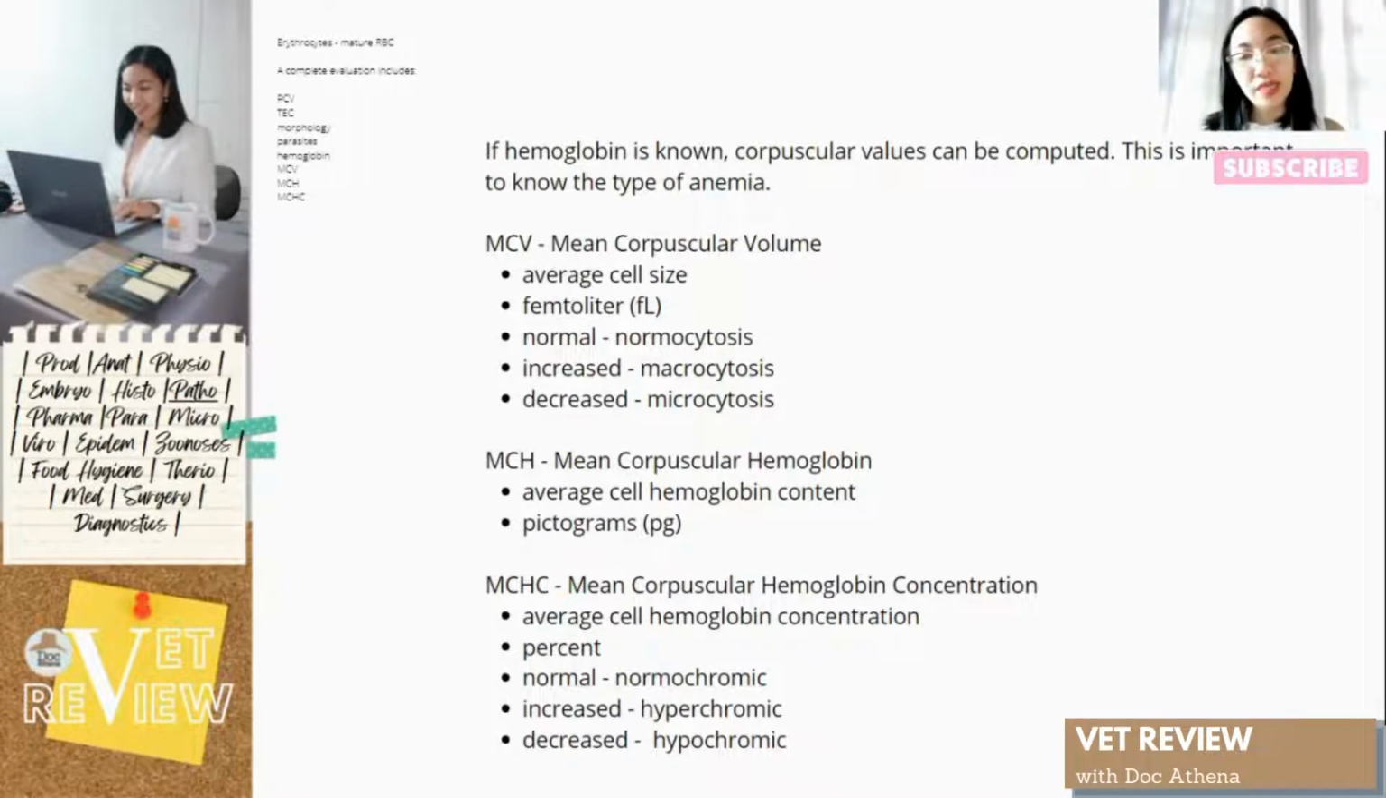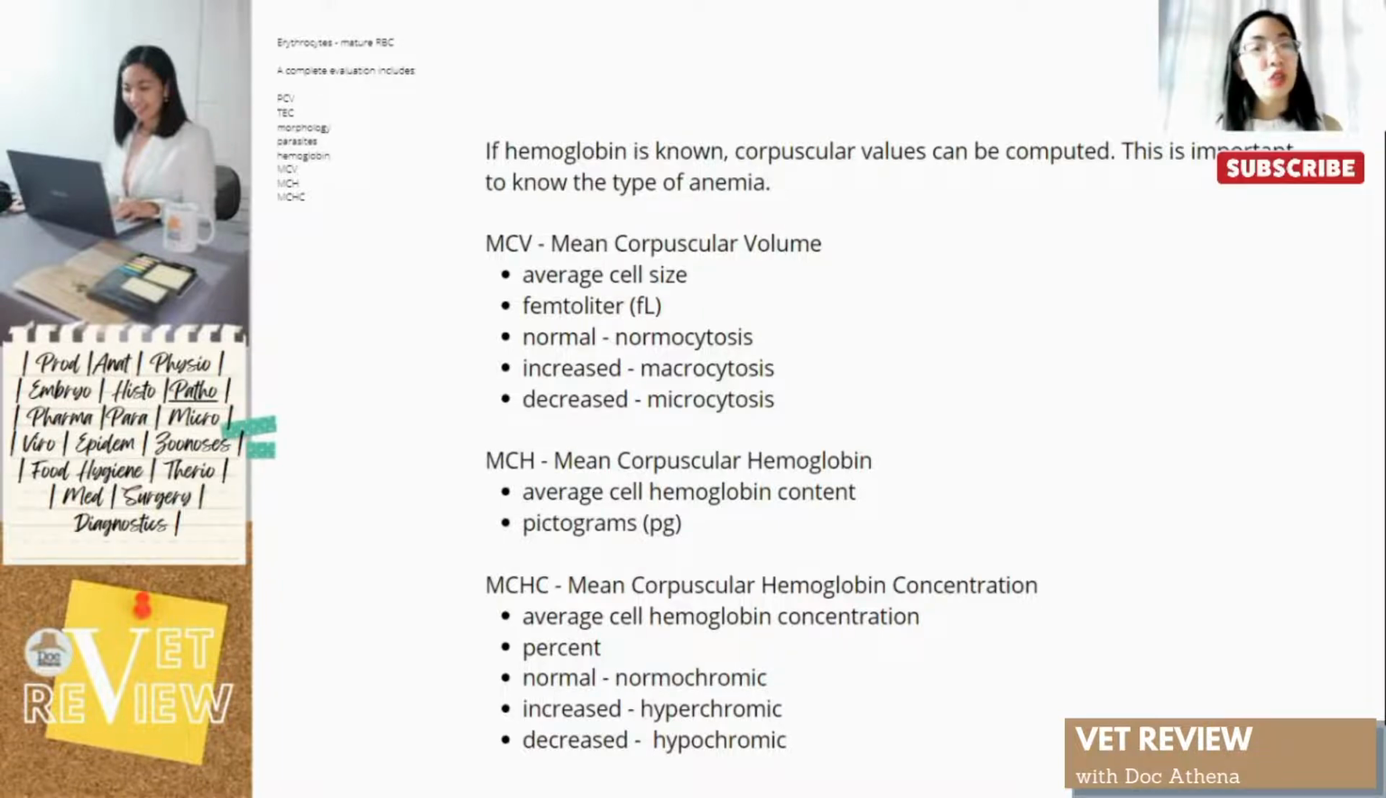Okay, whereas MCH is the mean corpuscular hemoglobin. This is more useful because it expresses the average cell hemoglobin content, and this is expressed in picograms or PG. Whereas mean corpuscular hemoglobin concentration, sorry, I think this one is the most useful of the 3. The mean corpuscular hemoglobin concentration, or MCHC, is the average cell hemoglobin concentration, and it is expressed in percent. Okay? If it is normal, it is called normochromic. If it is increased, it is hyperchromic. And if it is decreased, it is hypochromic.